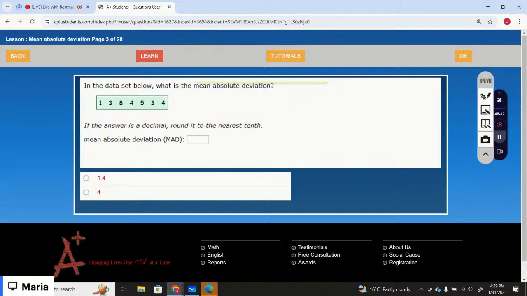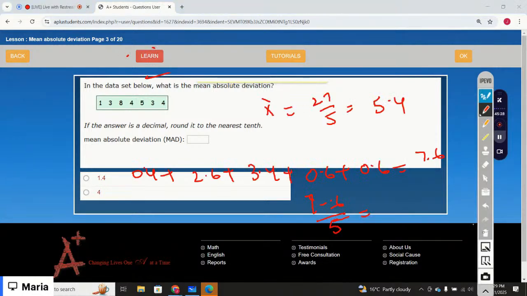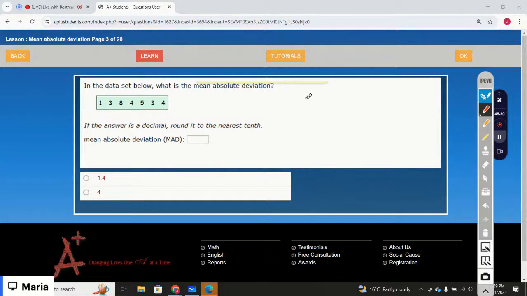Okay, let's just calculate the mean first. 1 plus 3 plus 8 plus 4 plus 5 plus 3 plus 4. That is 28. 1, 2, 3, 4, 5, 6, 7. So let's just calculate the mean. 28 divided by 7 values, so that is 4. Now subtract each value from 4.